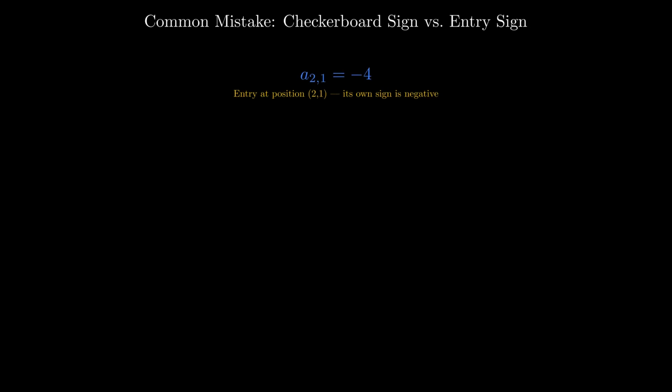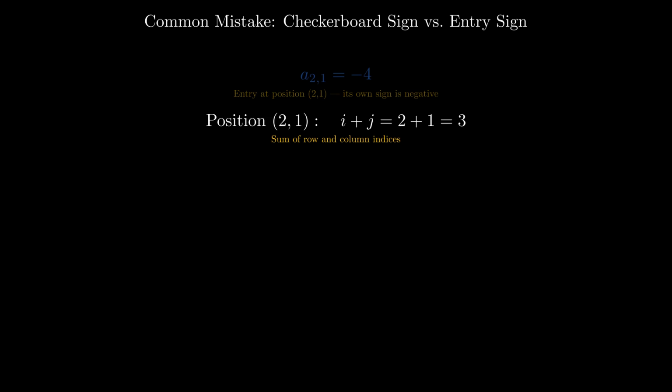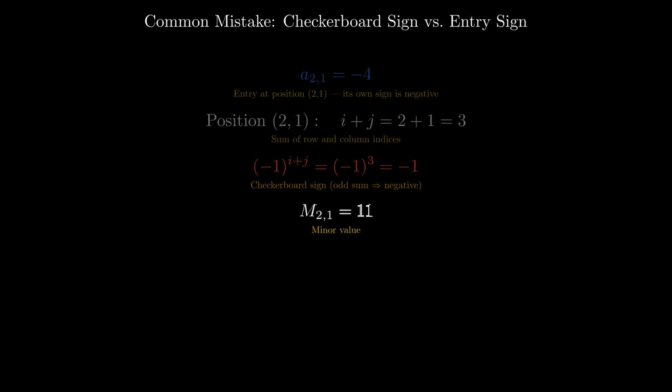Suppose the entry aᵢ₂ equals -4. We highlight this entry in blue. Now step 1, the position is row 2, column 1. So i plus j equals 2 plus 1, which equals 3. Since 3 is odd, the checkerboard sign is -1 raised to the 3rd power, which gives us -1. We'll mark this as a red badge. Step 2, suppose the minor m21 equals 11. We'll show this in green.